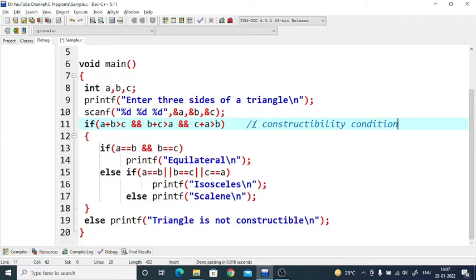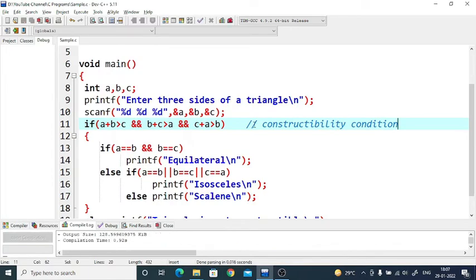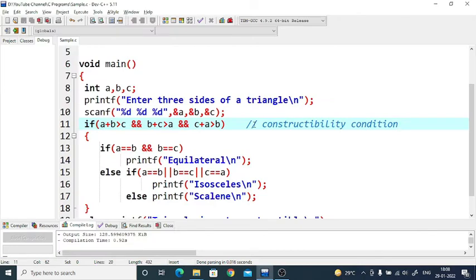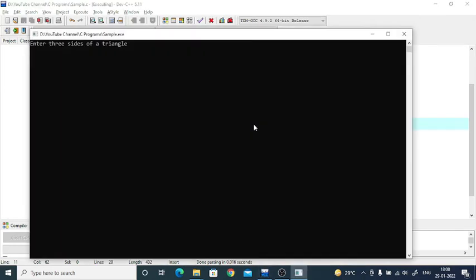So let us check with the execution. Let me compile. Yeah, there is no error. Suppose I give three sides as 1, 2, 3. 1 plus 2 is equal to 3, which means ideally it should say the triangle is not constructible. Yeah, it does. So let us go ahead with something that is constructible. If I put 5, 8, 8, then it has to be isosceles. Yes, it comes as isosceles.